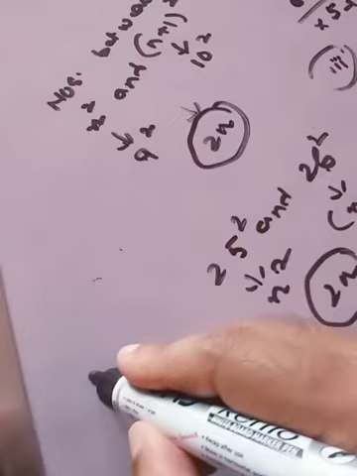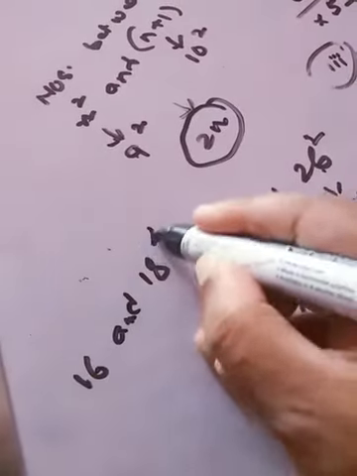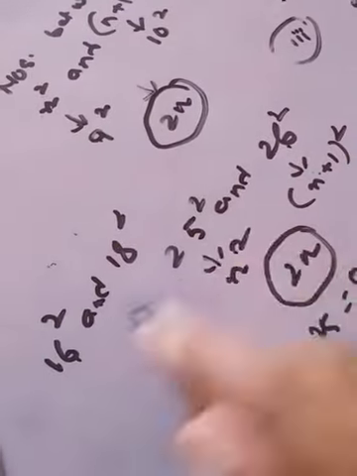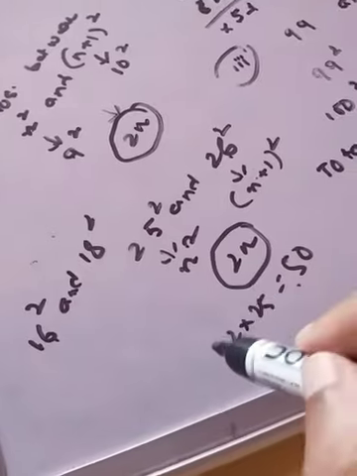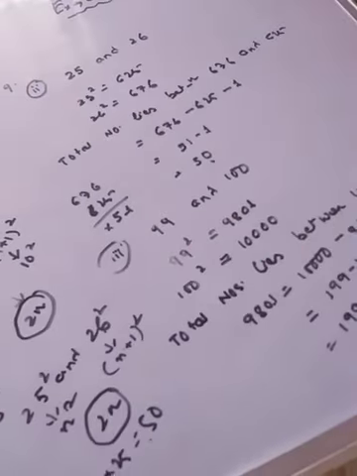It is not applicable for this: how many numbers will lie between, suppose, 16 square and 18 square? Because 16 and 18 are not consecutive numbers, this formula is not applicable in this case. So it is just a shortcut method. You can go for this method also, whatever your wish.